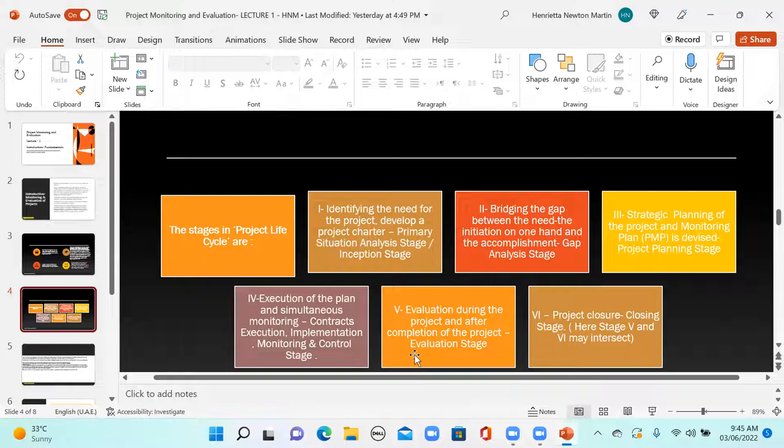That is, the project monitoring plan is prepared here. Next is the execution stage. Obviously, after you plan, you need to execute. At the execution stage, there are a number of contracts that are signed, and the contracts are executed and they begin the work. There is monitoring going on, there's control going on, and so on.